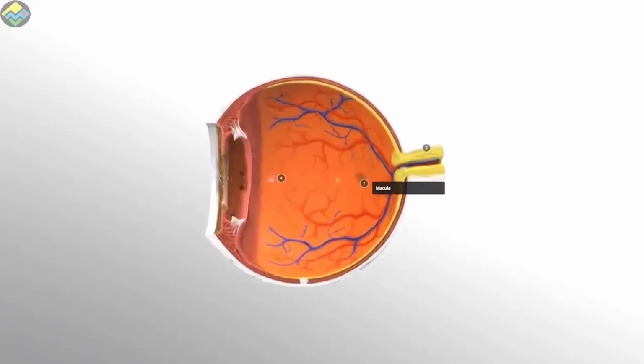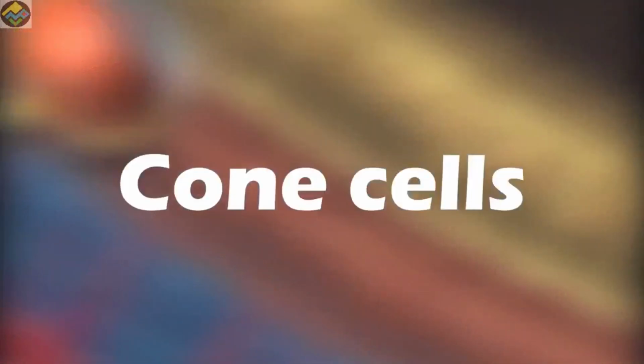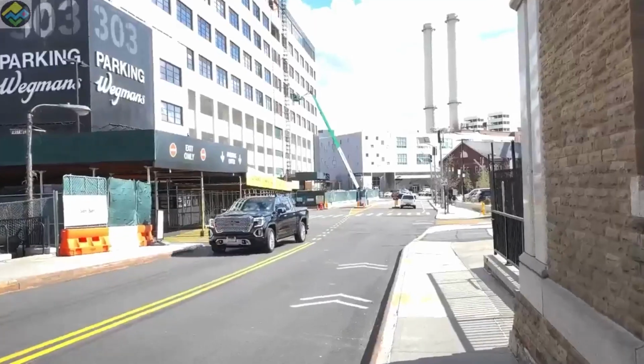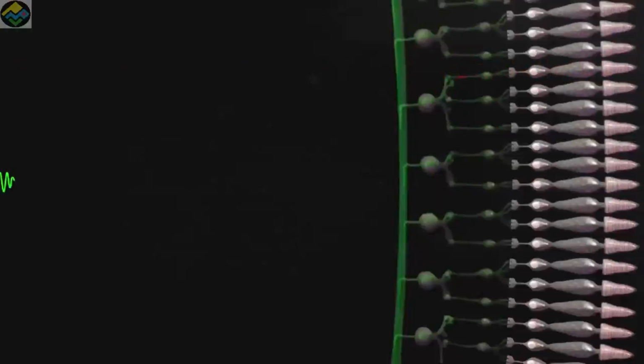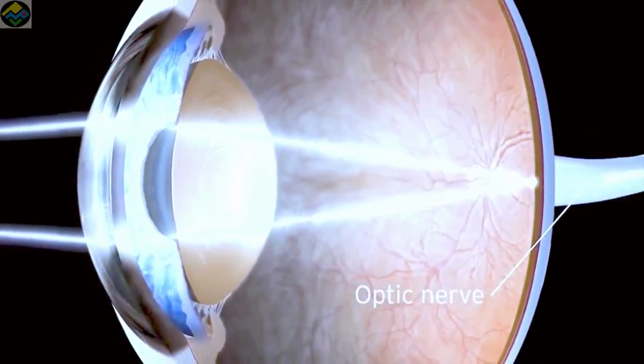The most sensitive part of the retina is the macula, which contains millions of cone cells. Due to the high density of cone cells in the macula, we are able to see detailed visual images. The photoreceptors present in the retina convert images into electrical signals. These signals are sent to the brain through the optic nerve.